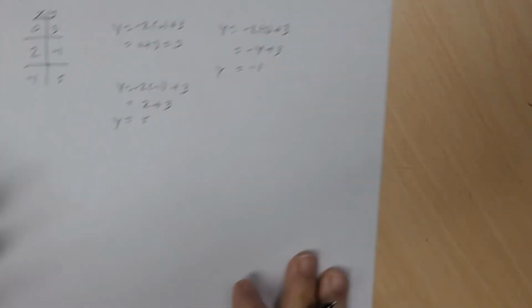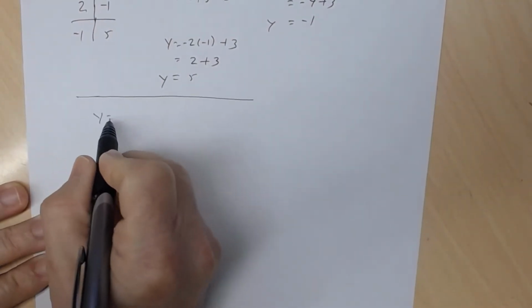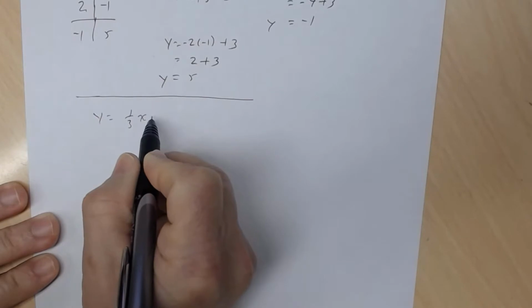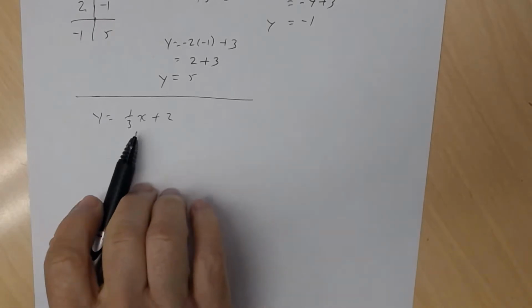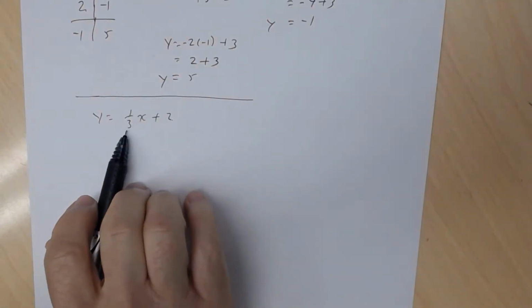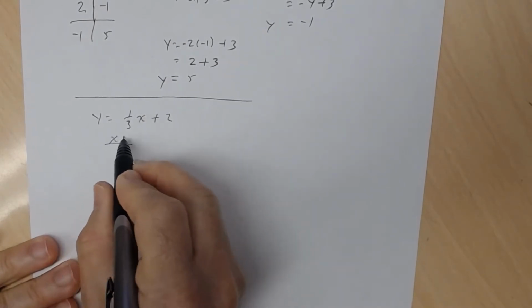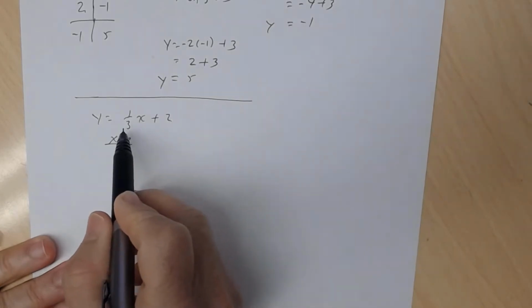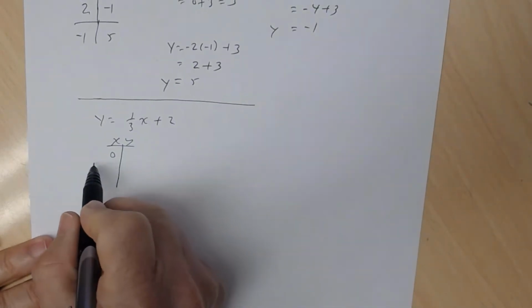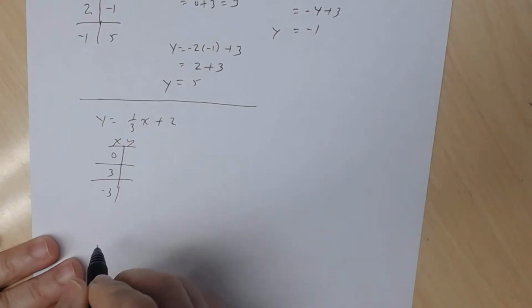Okay, now let's look at another one. Suppose we had this. Let's graph y equals 1/3 x plus 2. Again, notice the coefficient of x is a fraction. So let's think about what we talked about earlier. When choosing values for x, we're going to choose numbers that are divisible by 3 this time. So like 0, always use 0. 3, negative 3, and so on. 6, negative 6.